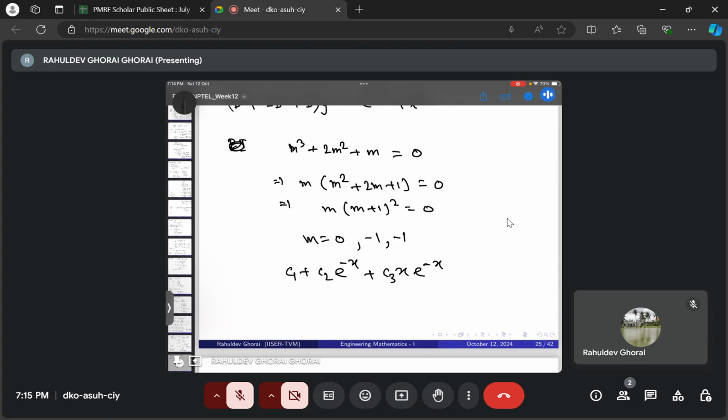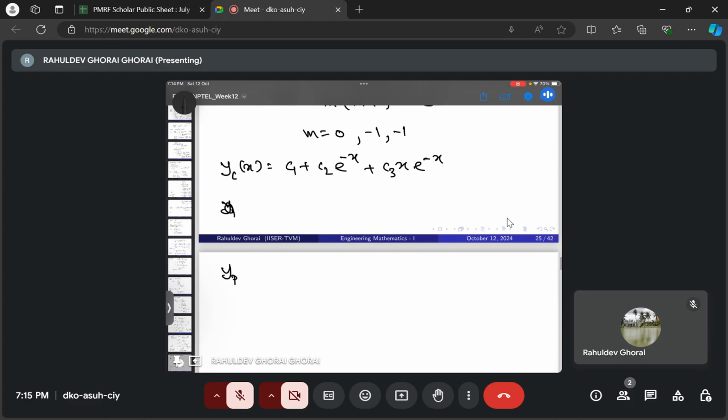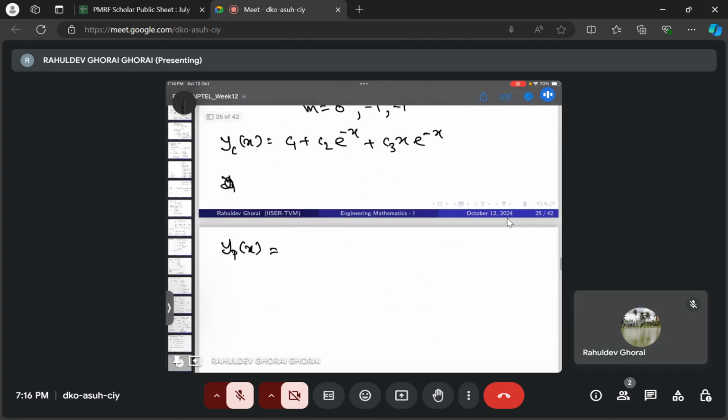That's the solution for the homogeneous equation. So that is yc. So how do you find yp then? Because you know the solution, you need to find both yc and yp. Yp will be equal to x plus x square as usual.